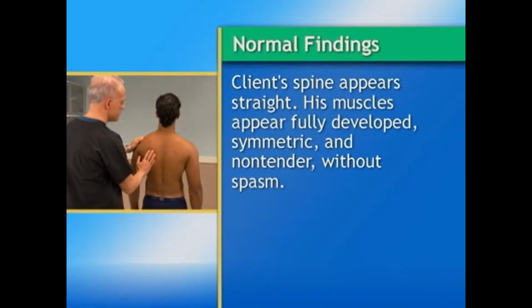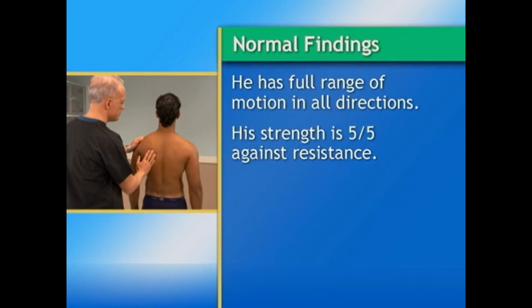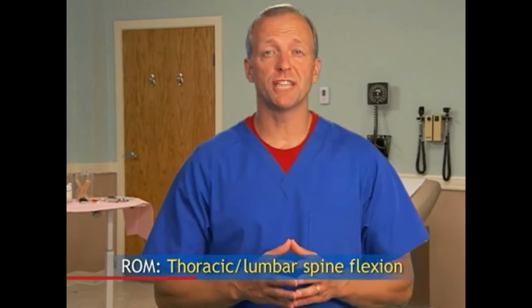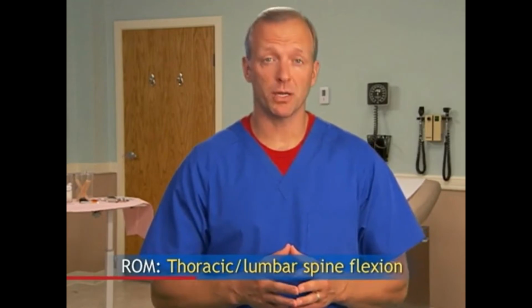Client's spine appears straight. His muscles appear fully developed, symmetric, and non-tender without spasm. He has full range of motion in all directions. His strength is 5 out of 5 against resistance. Perform additional range of motion tests for the thoracic and lumbar spines.